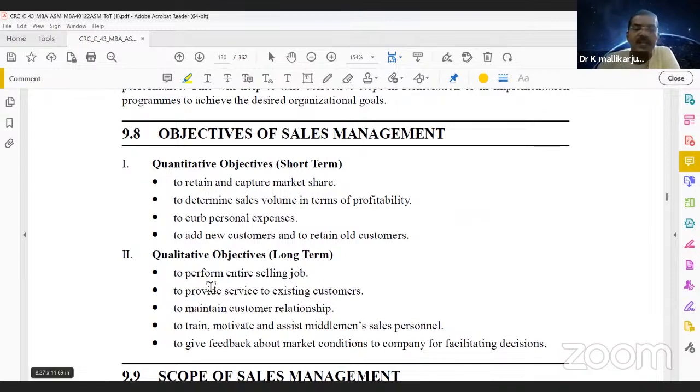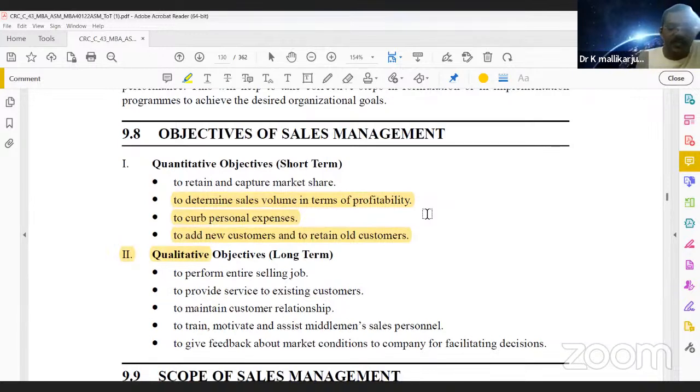To determine sales value in terms of profitability. How much sales value is required to reach the target? So this year the target profit is 100 crores. How much sales are required? And what are the new markets to enter to increase the company's sales value? What kind of strategy do we need to follow? What kind of pricing system do we follow? What kind of promotion system do we follow?